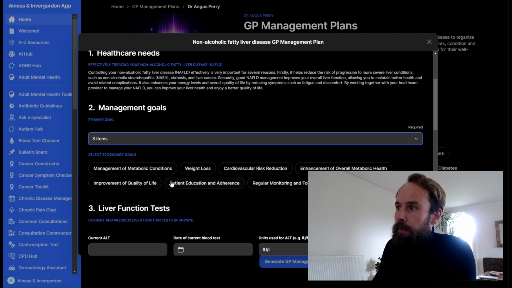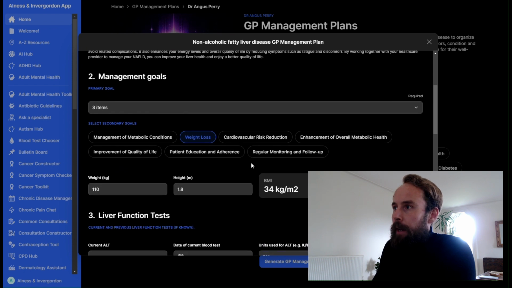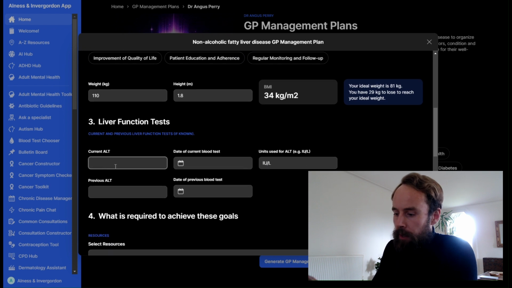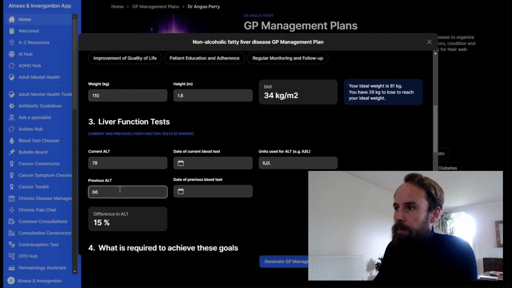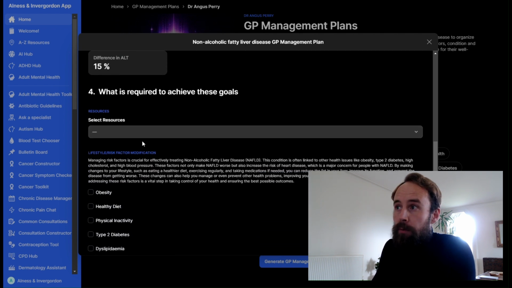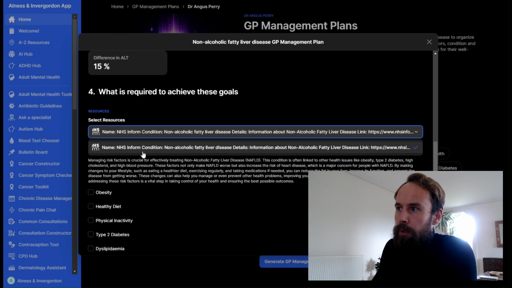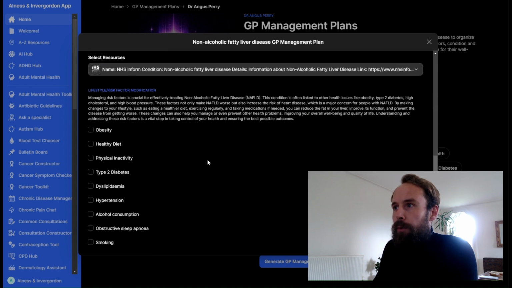Then of course, these are the secondary goals. So let's choose weight loss. And we've already got a weight there. And let's put reduction of cardiovascular risk factors. So let's say the current ALT is sitting around 78, and the previous one, we can put it here, let's say it was 66. So what is needed to achieve these goals? So first of all, resources. So we can choose whatever resources are available to us locally. So in the Highlands, we've got NHS Inform, and this is some information that we can signpost to the patient, so I'll choose that.